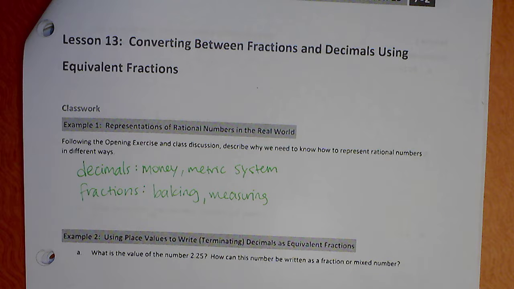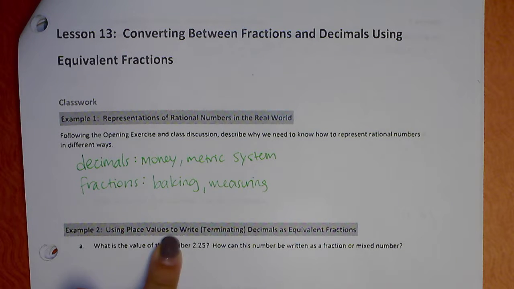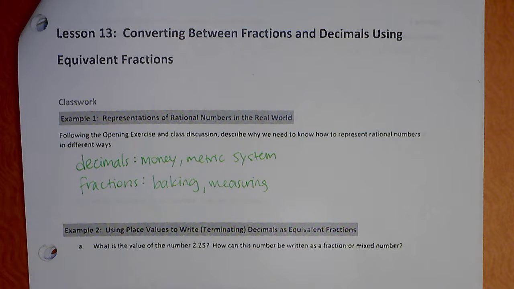Okay, we talked about some fractions in the real world. Now we're going to talk about using place values to write terminating decimals, that means decimals that end and don't repeat, as equivalent fractions. Using place values.